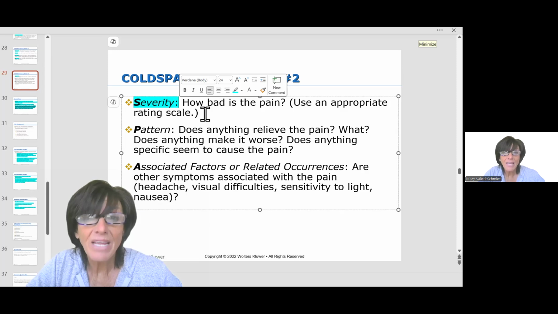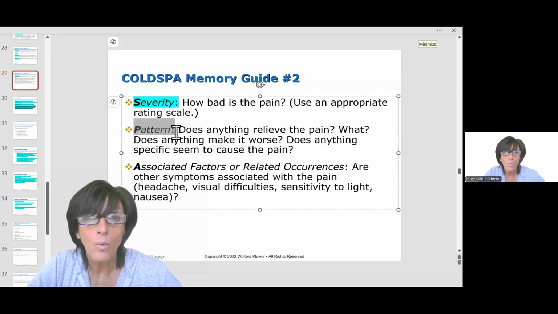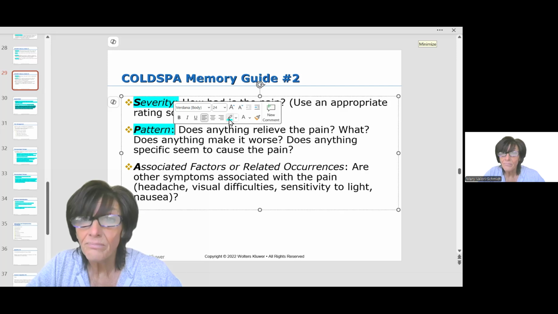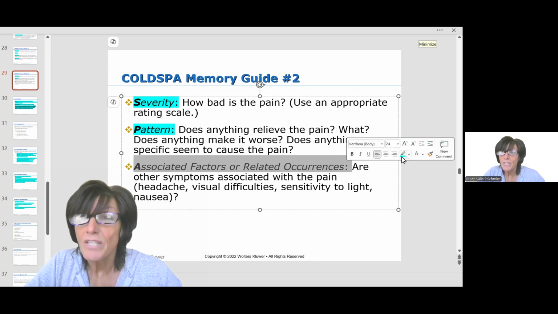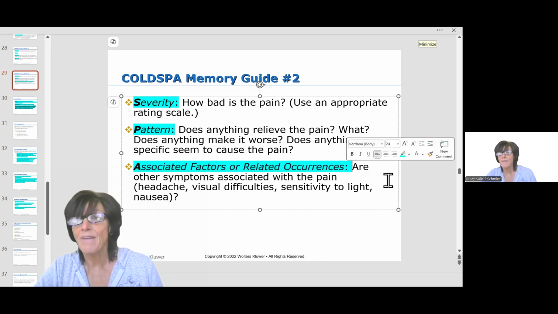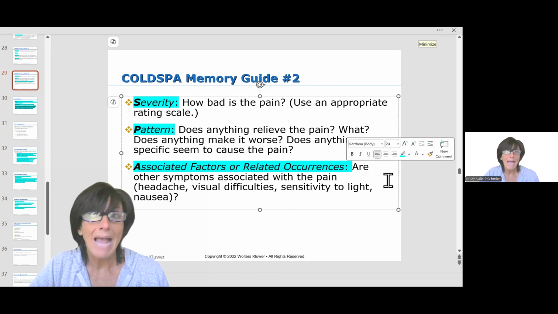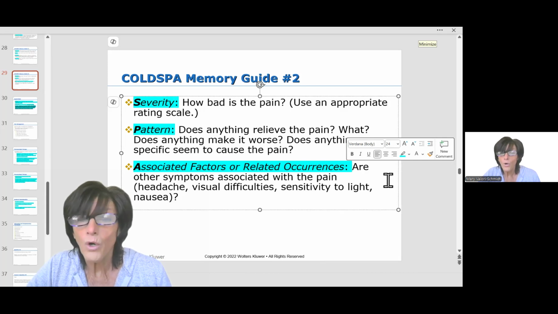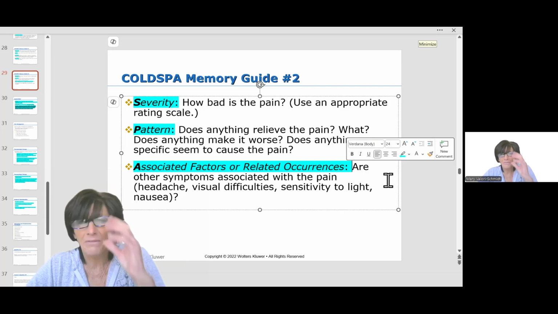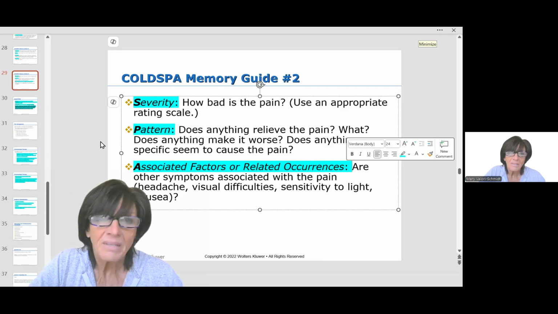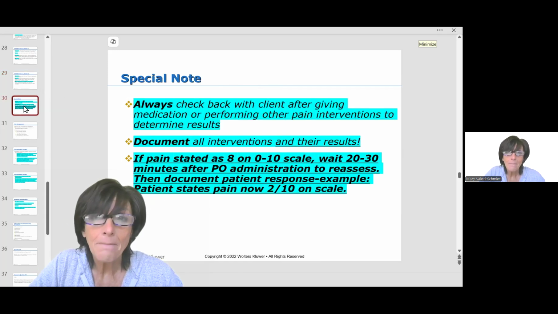Pattern. Does anything make it better? Does anything make it worse? Right? And then any other associated factors or related occurrences, like precipitating factors. Did you fall and then your back hurt? Or do you have symptoms associated with the pain, like a headache, or your eyes hurt, the bright light is painful, those kinds of things. We have to document all of that, okay?